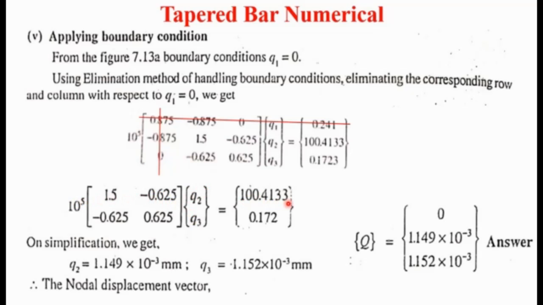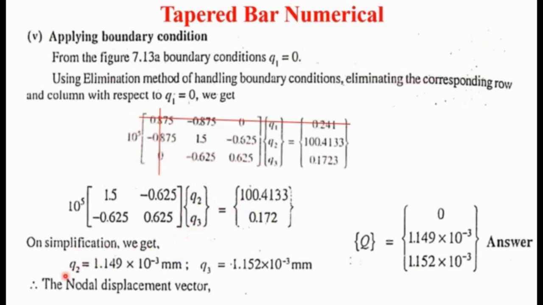And similarly, the second equation we can write down: minus 0.625 times Q2 plus 0.625 times Q3 is equal to this value, that is 0.172. Then we can write these two equations separately, and by solving these two equations simultaneously we can calculate Q2 and Q3. Two equations with two unknowns, so we can calculate Q2 and Q3.